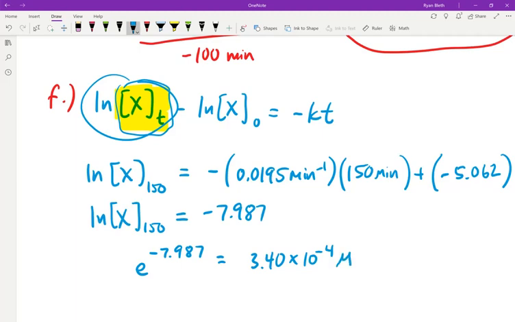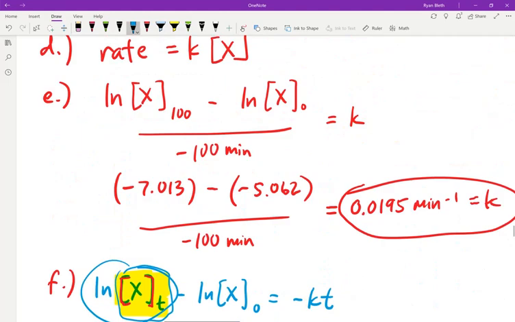And I know it's moles per liter because up here I'm finding a concentration of X at that time. Okay, so that would be the answer that we're looking for. 3.40 times 10 to the negative 4 moles per liter. And again, does that make sense? Realistic? Based on our data table from before?